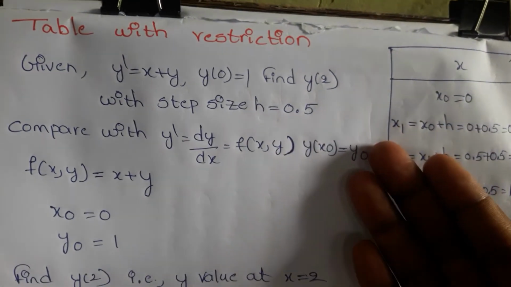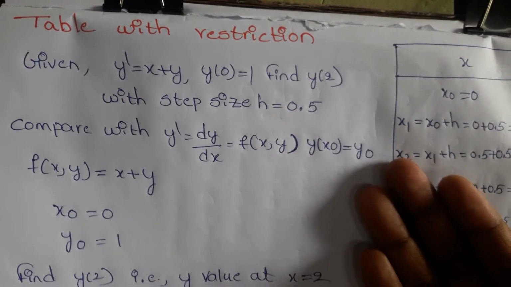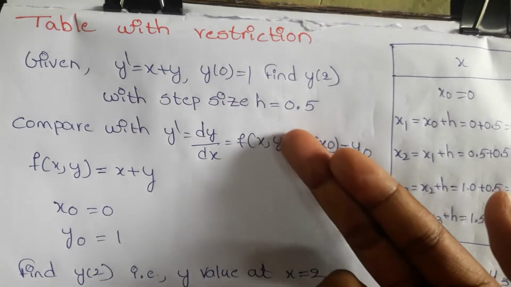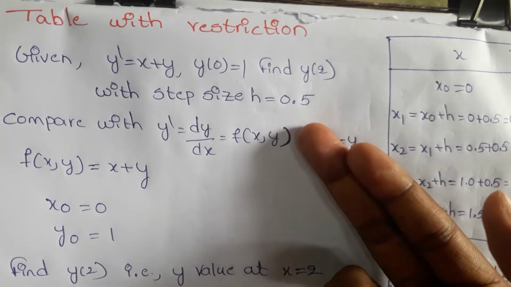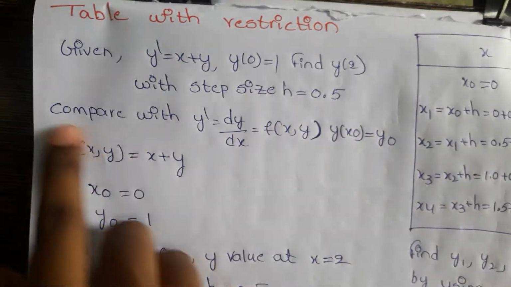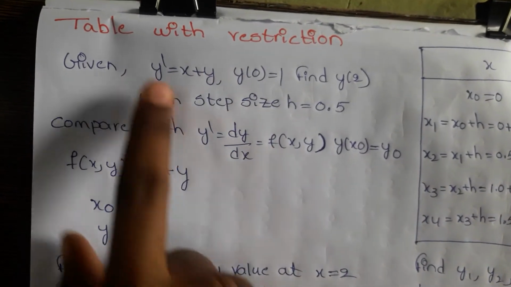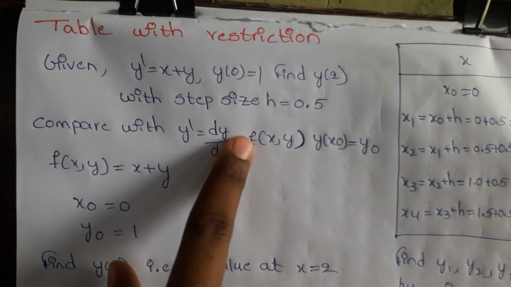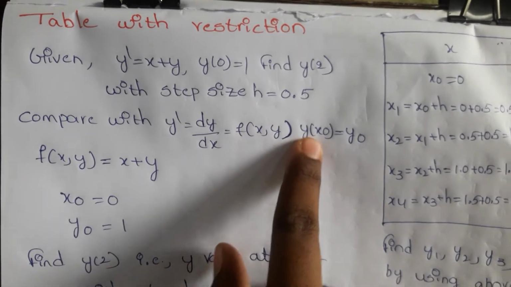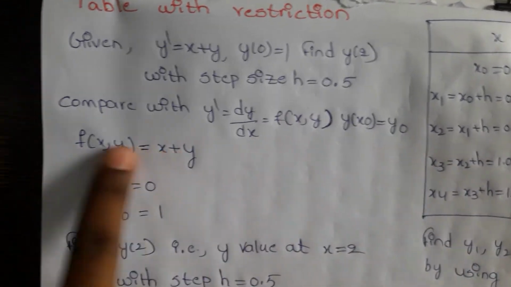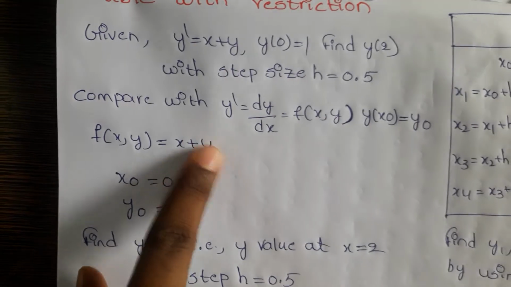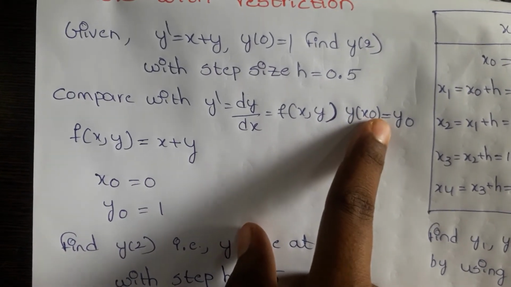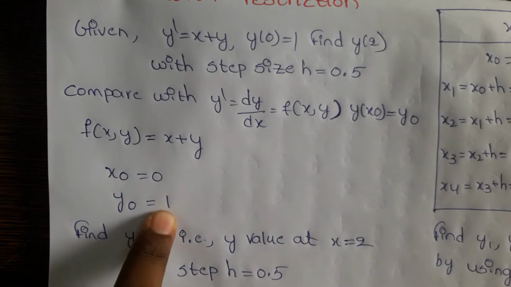Earlier we did table without restriction, there we don't have any step size. Here we have a restriction. Whenever we have a restriction, there is a step size. So we have to compare the equation y dash is equals to x plus y, dy by dx is equals to f of x comma y, y of x0 is equal to y0. So f of x comma y is x plus y, x0, the initial condition of x, is 0, and y0 is equal to 1.